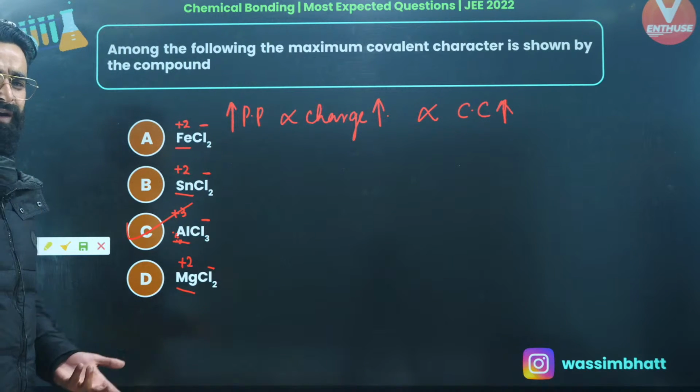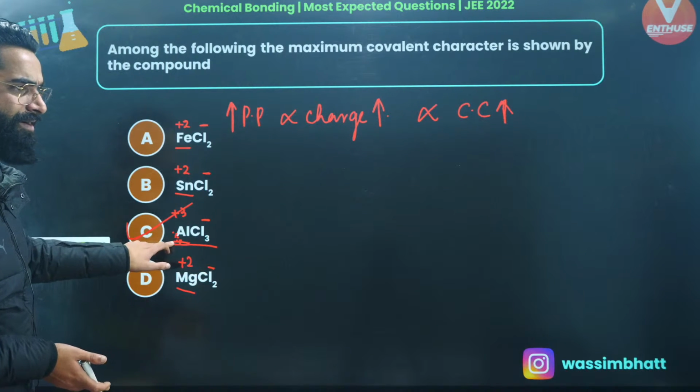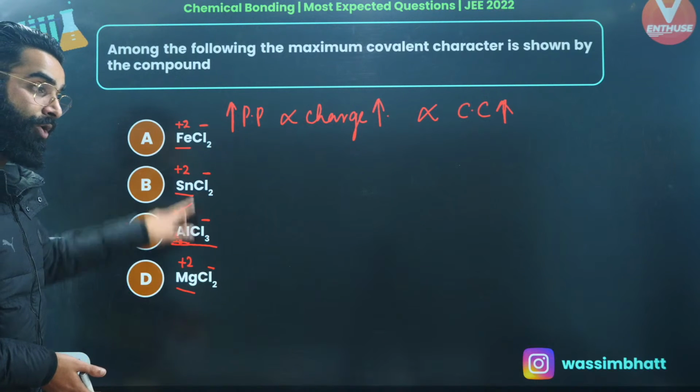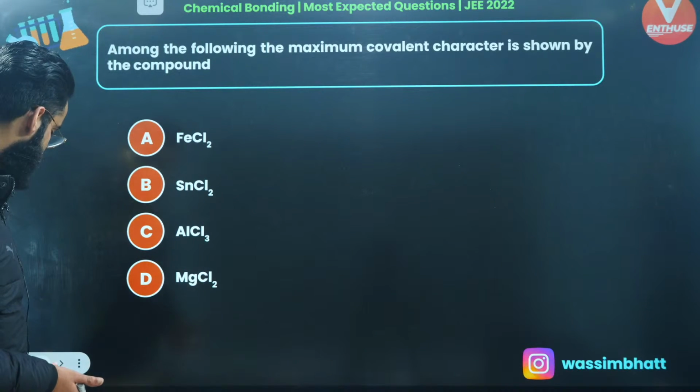And you know covalent character is inversely proportional to ionic character. So this one will have maximum covalent character, and at the same time this one will have the minimum ionic character among all as well. Perfect. Simple and basic question.